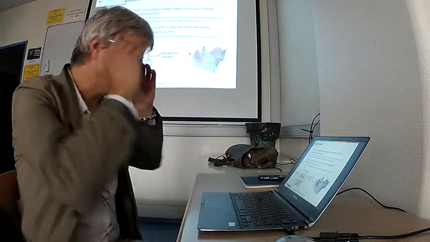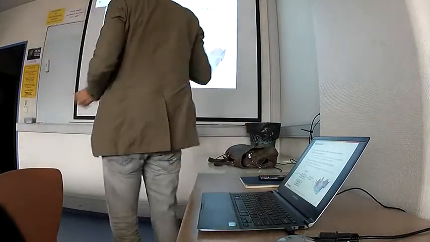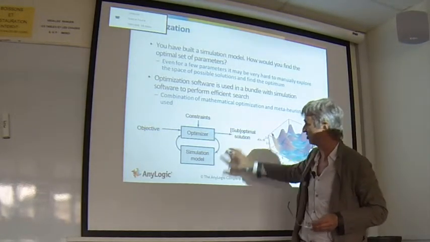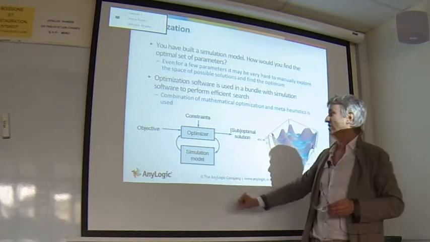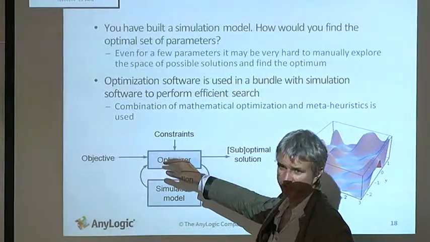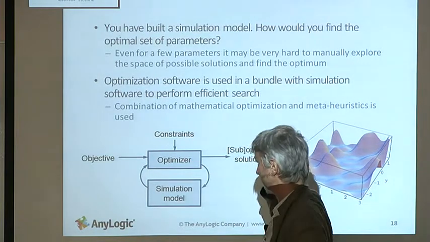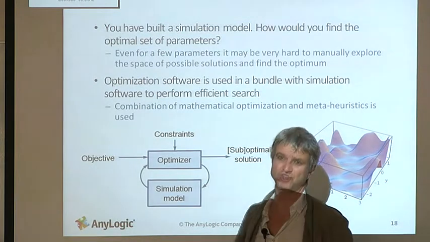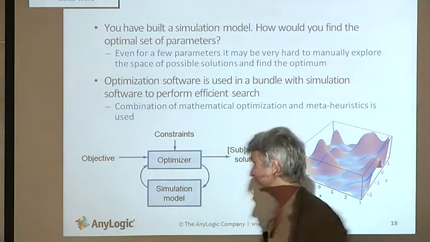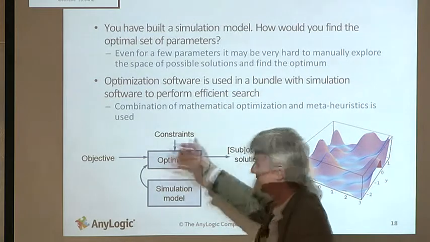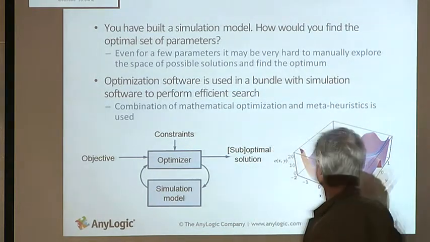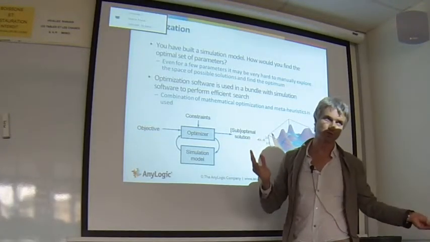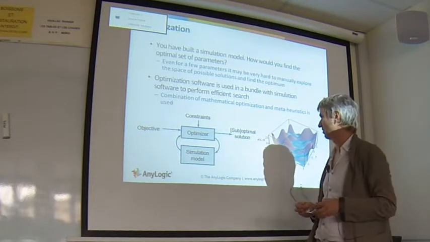So the optimizer, in this case, when it's used, runs as a master application that controls the simulation model. You tell the optimizer, here's my objective, minimize or maximize. Here are my constraints. Here is the model, and you can vary such and such parameters. The optimizer will run the model multiple times, search in the parameter space, and find a good solution, or let's say a suboptimal solution, whatever.